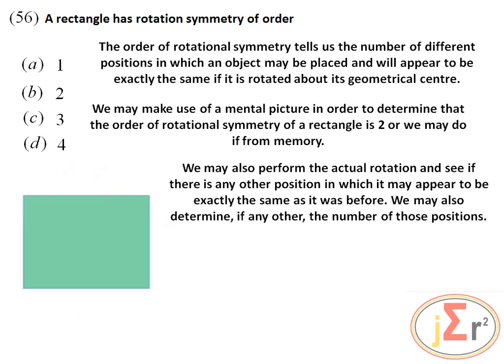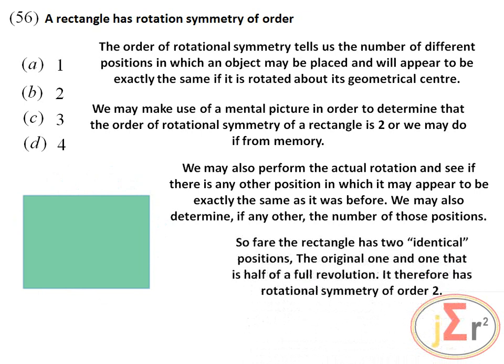So we have 2 positions. So far, the rectangle has 2 identical positions: the original one and the one that is half of a full revolution. It therefore has rotational symmetry of order 2. The correct answer is option B.